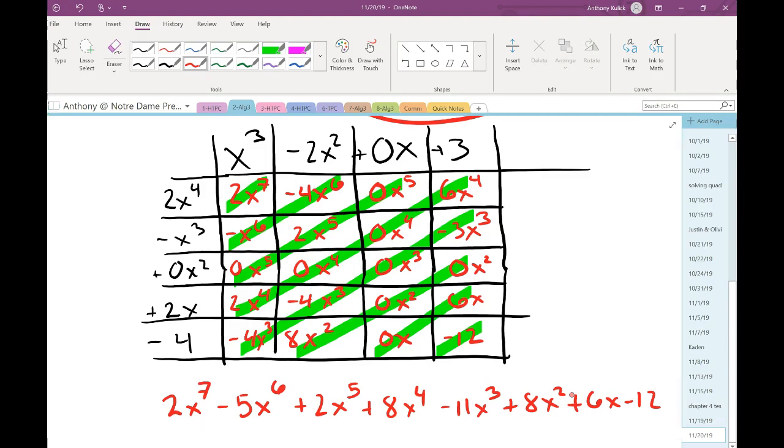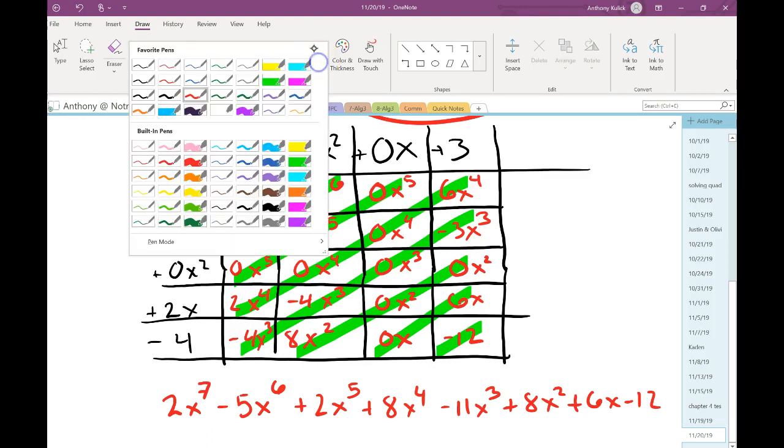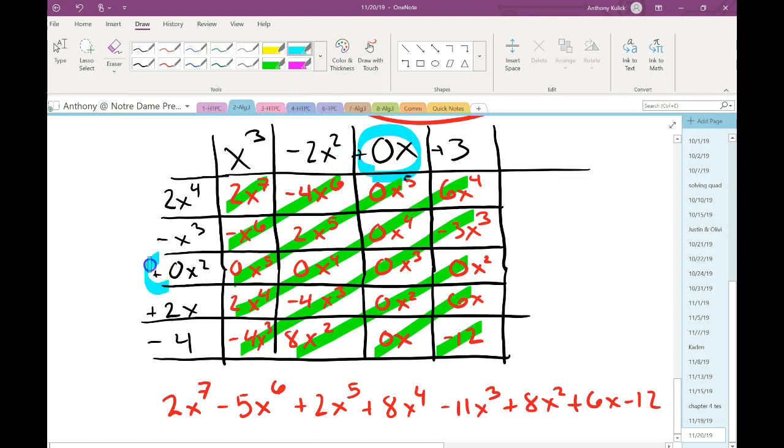So the grid just helps us keep everything organized, right? Make sure we do all the little multiplication problems that we need to do. And then it makes it easy for us to find the like terms that need to be combined because they're on the diagonals. So, question now, why did I include those zeros? Right, I put those extra zeros in there. Why did I include those?